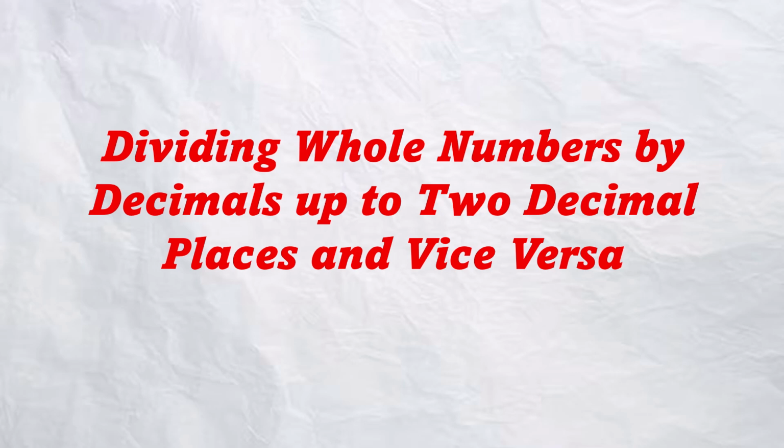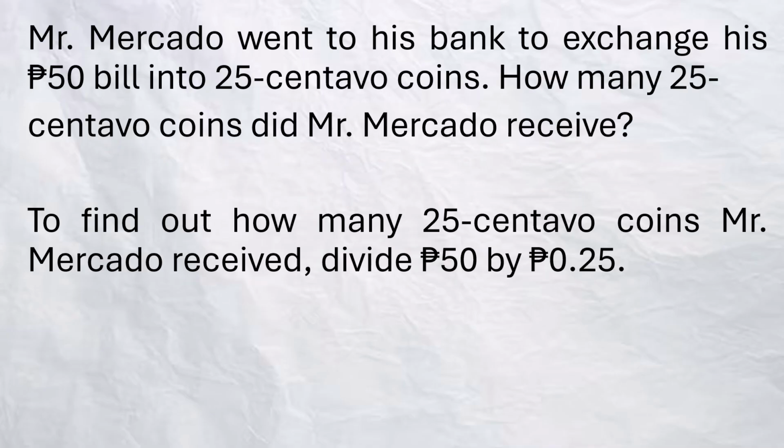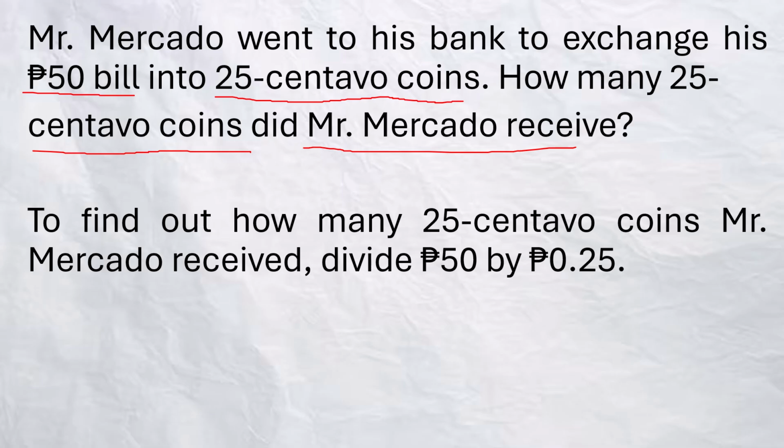For today's lesson, we'll be discussing dividing whole numbers by decimals up to 2 decimal places and vice versa. So let's have this problem first. Mr. Mercado went to his bank to exchange his 50 peso bill into 25 centavo coins. How many 25 centavo coins did Mr. Mercado receive? To find out how many 25 centavo coins Mr. Mercado received, we have to divide 50 pesos by 25 centavos.